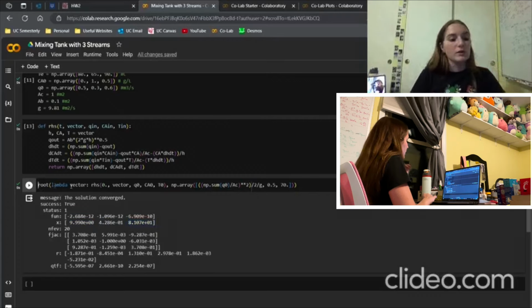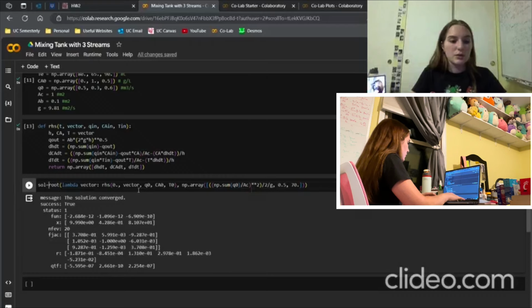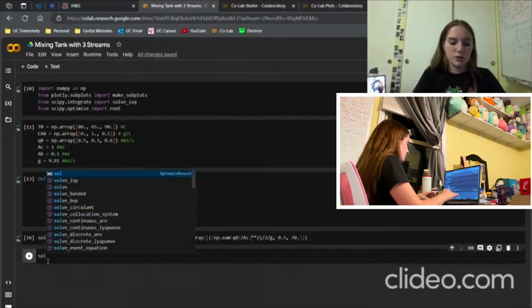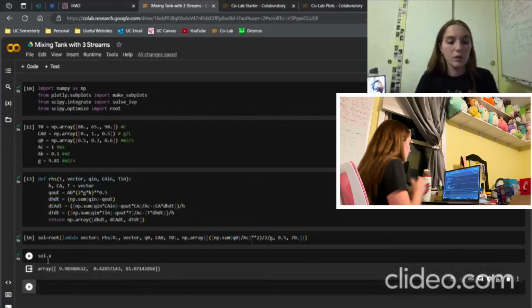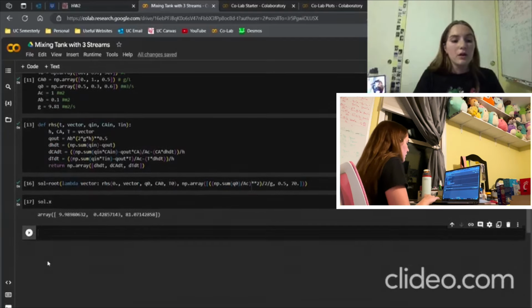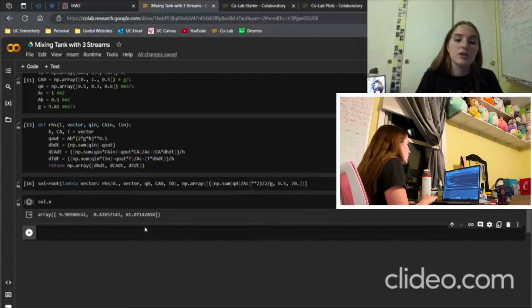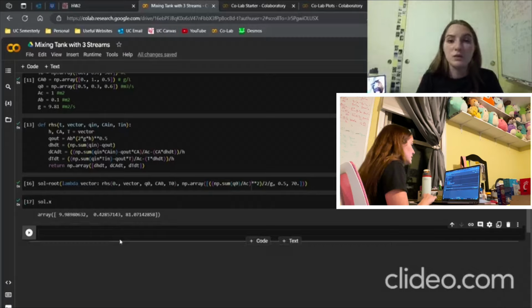So we are going to set our root solver equal to sol, and then if we just do sol.x, we can only pull the values that we want to look at. So from this problem, we can see that our initial height of our steady state system is around 10 meters. Our initial concentration is around 0.43 grams per liter. And then our initial temperature is around 81 degrees Celsius.